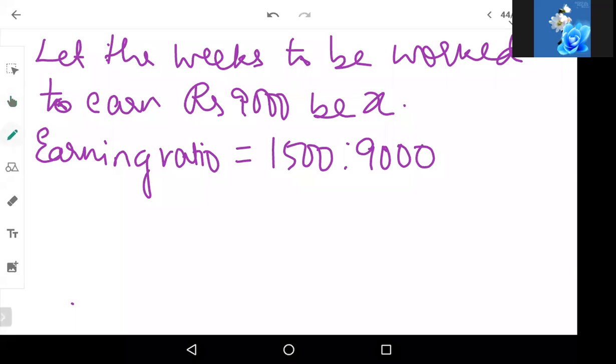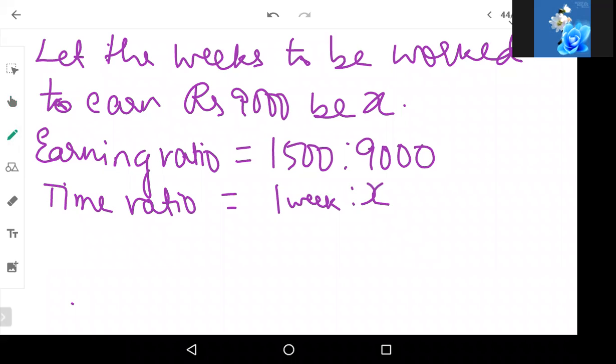Now let us also write it regarding the time. Weeks also will be part of time, right? So for 1 week we are paying them 1,500, and for x weeks we are going to pay them 9,000. So the time ratio can be written as 1 is to x, right? Now let us put this into the proportion.